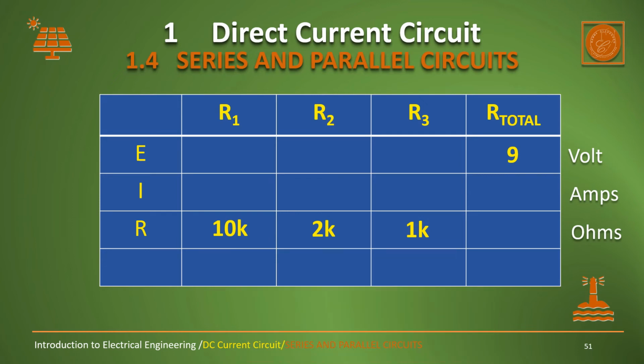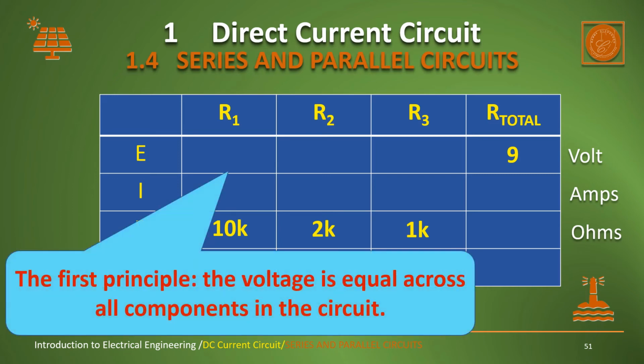We can use the first principle for parallel circuits to fill this table. The first principle says the voltage is equal across all components in the circuit. The components in the circuit are R1, R2, and R3. Since the battery voltage is 9 volts, every component's voltage should be the same. So R1 voltage is 9, R2 is the same, 9 volts, and R3 is the same, 9 volts. So we can fill in all the voltage drops now.